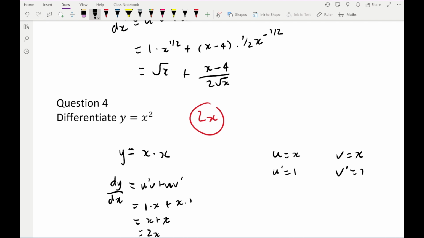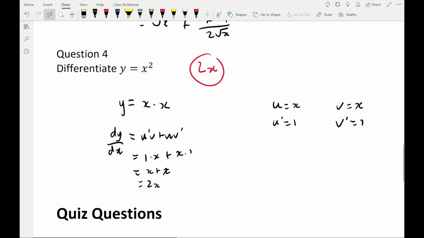So the product rule is consistent with the rules we already know, which is great, because if that wasn't the case, we'd be in big, big trouble. So that's a good idea. When you find out a new rule like this, it's good to try it on something you already know the answer to, like this, and see if the product rule gives you the answer you expect. Really important.